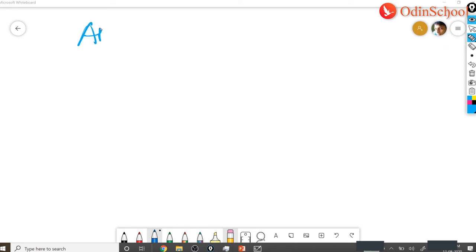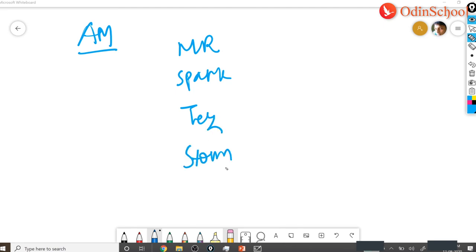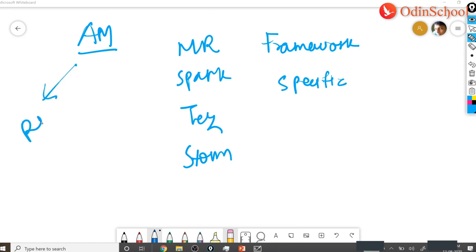Then if we talk about the application master, AM, the application master is very specific to a particular framework. For example, MapReduce or Spark, you have Tez, you have Storm. So it is a framework specific entity which negotiates resources from the resource manager, and it works with the node managers. Basically, it will negotiate with the RM, then check with the node manager. The node manager will tell, I have these many resources, and then the resource manager will allocate to the application master, and that way the application master finally works with the node manager to execute and monitor the component tasks.